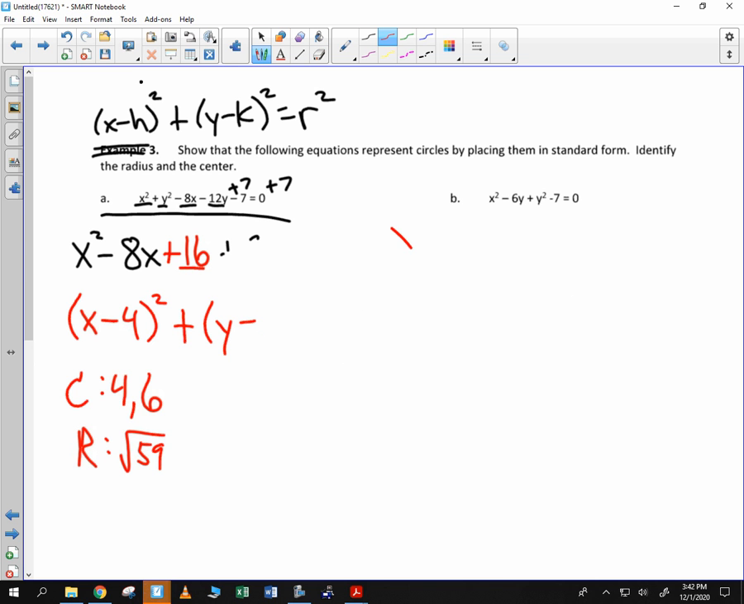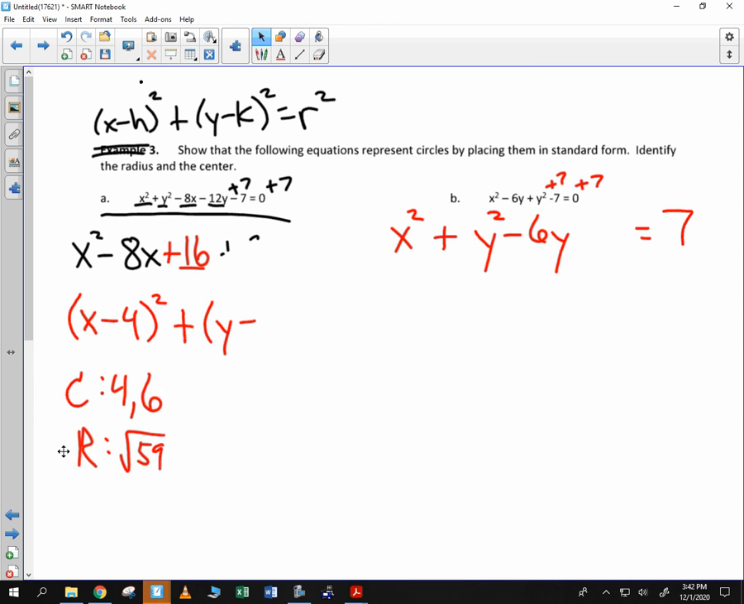Gather my x's. I only have x squared. Gather my y's. I have y squared and minus 6y. I'm going to add the 7 to the other side. This x term is already a completed square. It's done. So if I'm going to complete the square here, I'm going to take that negative 6 and divide it by 2 to get negative 3. I square to get 9.